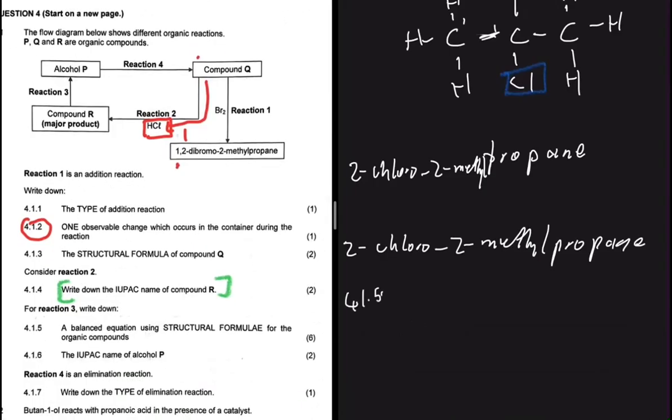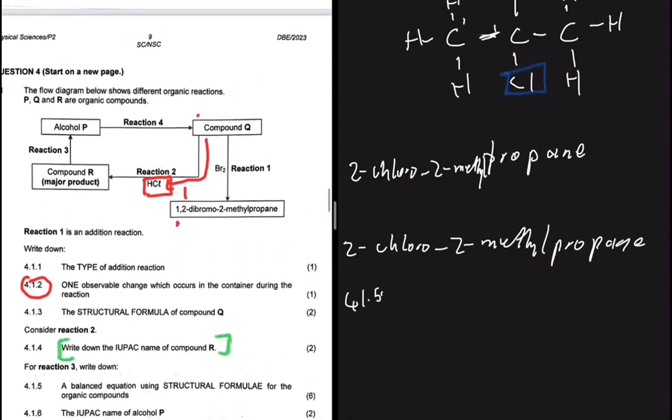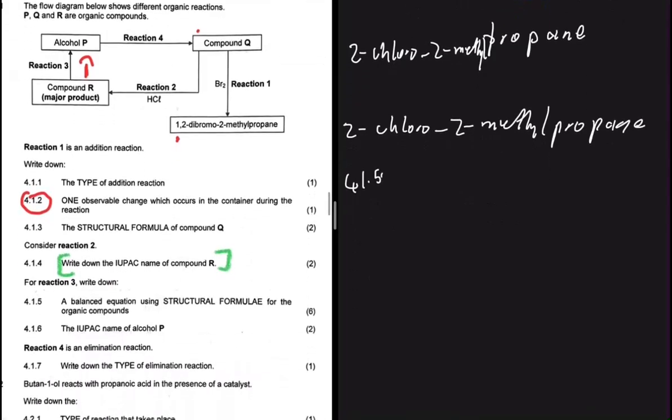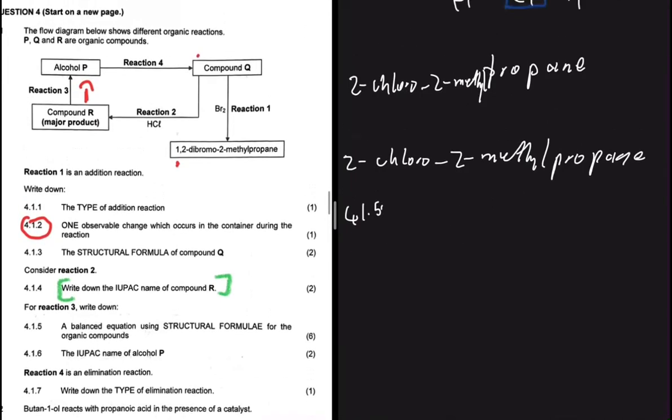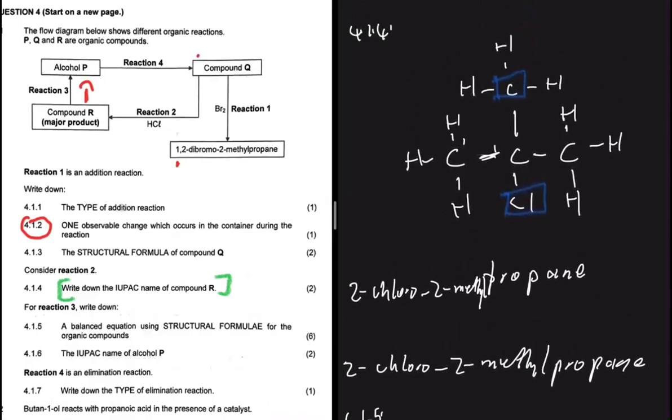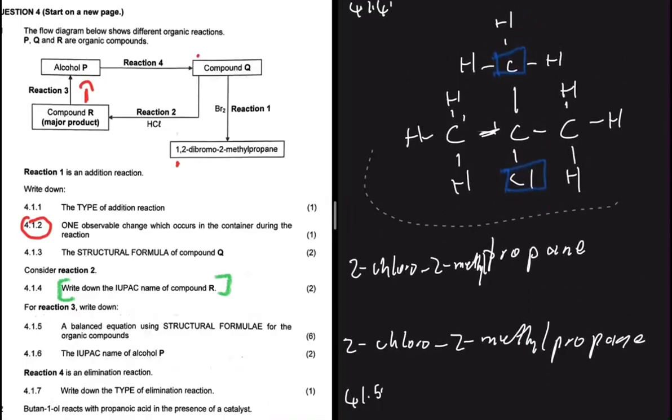4.1.5 for reaction 3 right down there. Let's look at reaction 3. We have 2-chloro-2-methyl propane turning into alcohol. That is a saturated compound to a saturated compound, so that is a substitution reaction. Let's write a balanced equation for the reaction that takes place. 2-chloro-2-methyl propane, we already have it here, so let's copy it again.